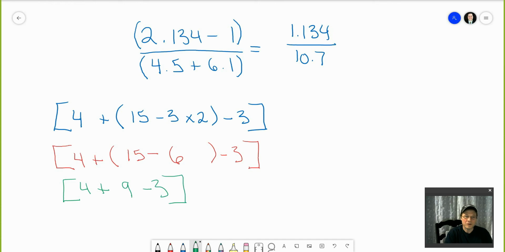And now I'm only working inside of one set of brackets, which I don't even need now because it's just addition and subtraction, but they're there. I apply them. 4 plus 9 minus 3, so is 10, right? So that's how you would work your way through using BEDMAS.